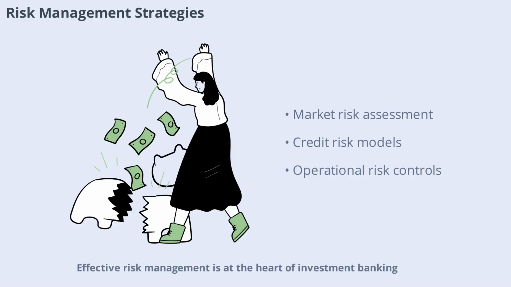Effective risk management is at the heart of investment banking, especially during periods of economic uncertainty. Banks use sophisticated models to assess market, credit, and operational risks. By understanding economic trends, investment banks can adjust their risk exposure and develop strategies to protect both their own interests and those of their clients. This proactive approach is essential for long-term success in a volatile economic environment.